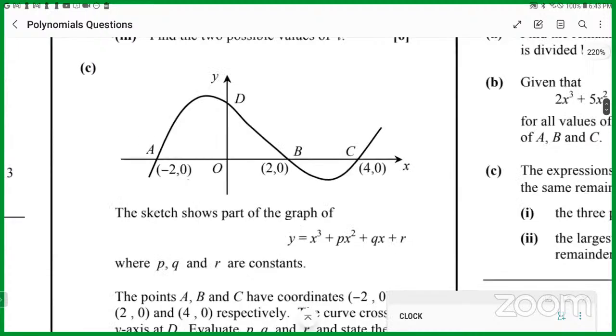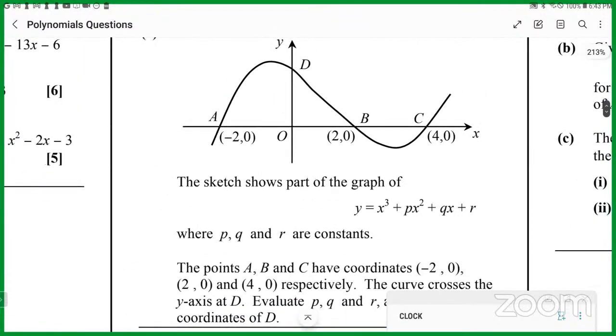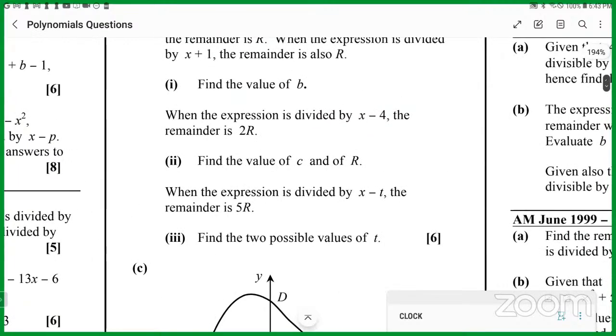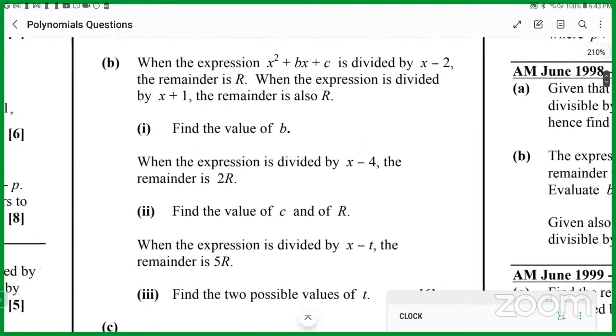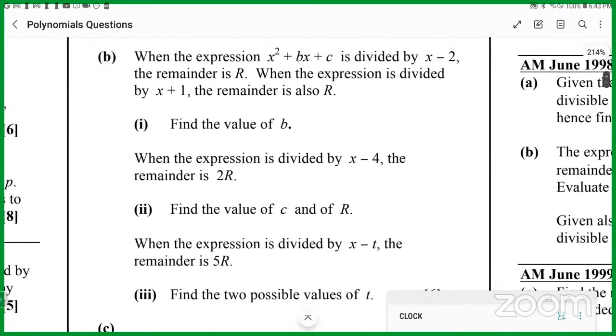All right, so this question is similar to what we just did, but they gave us those three points: negative 2, 2, and 4. Similar question, this one, right? But this one I wanted to try, right here in the middle of the screen.